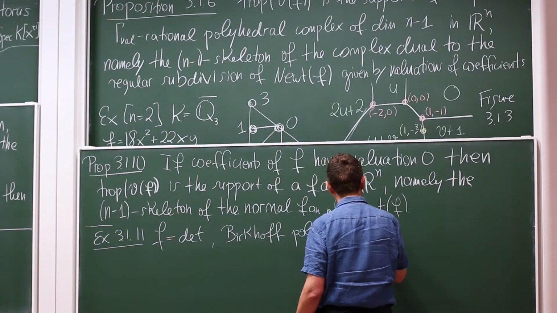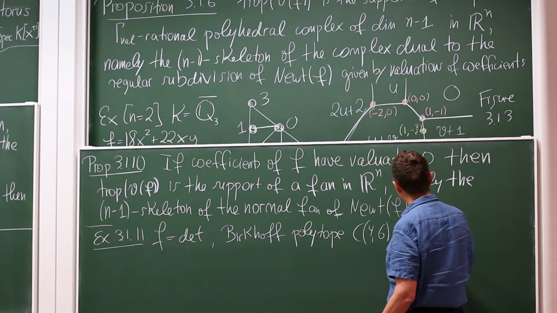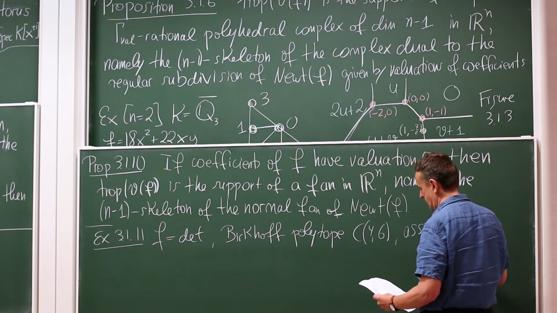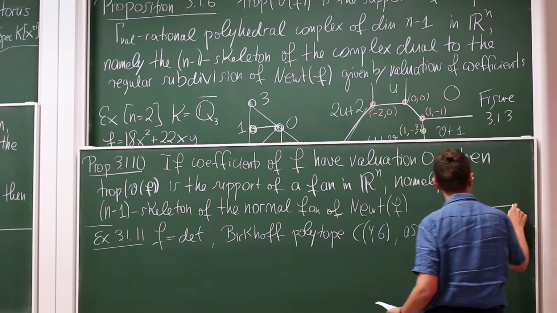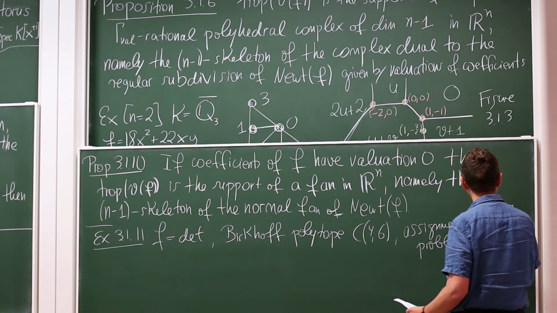This is also called C46. I'll explain this. And this is related in combinatorics to the assignment problem. So let me draw schematically. Here is a 3 by 3 matrix.